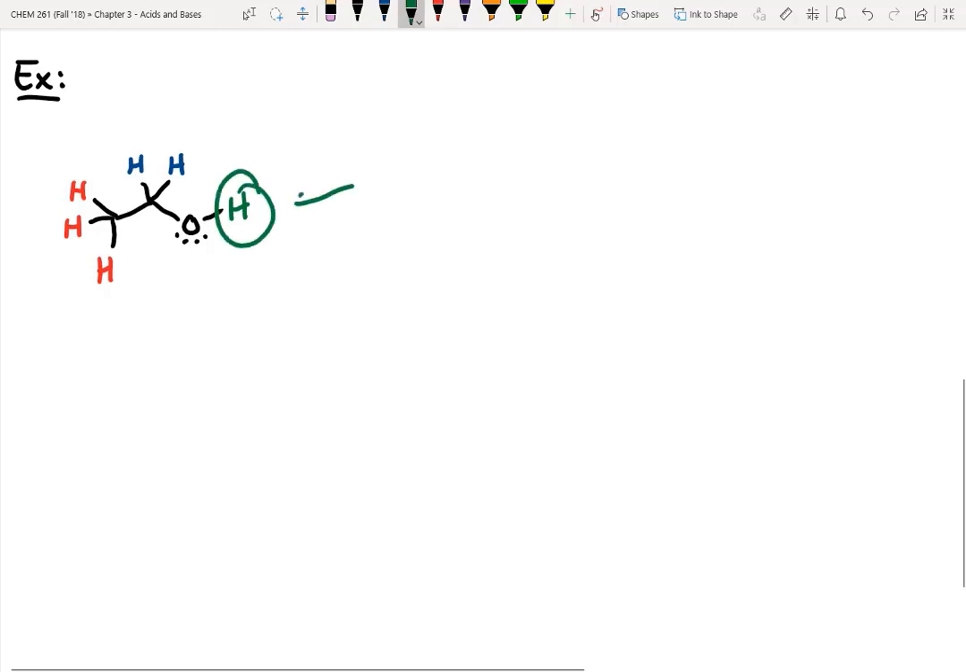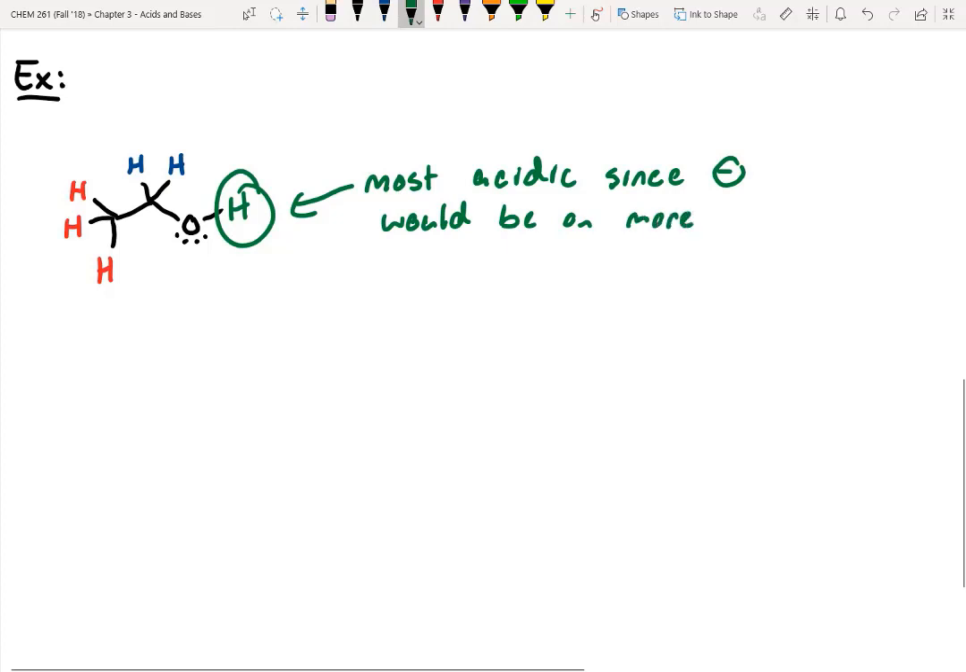Like we said, this one is most acidic since the negative charge would be on the more electronegative atom. So sometimes you can go through these really quickly in your head, no problem, find them pretty quickly. But I'll give you some more challenging ones, because I know everybody likes a challenge.